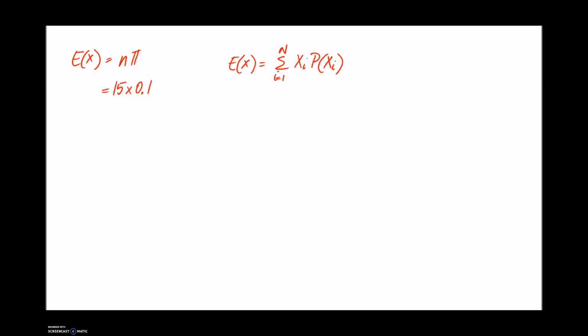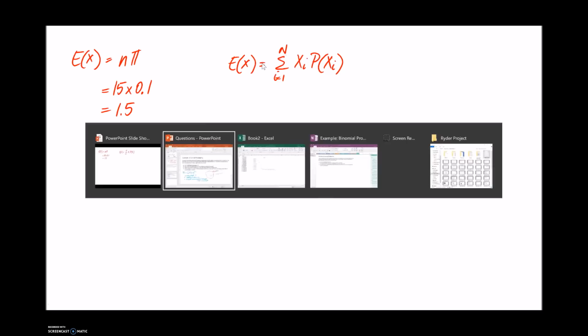So it's 0.1. So 15 times 0.1 gives us 1.5. Okay, so the number of people that we could expect to be left-handed in a sample of 15 is 1.5. Now we should be able to verify it using this other formula, but I'm going to do this one in Excel. So the formula is telling us to multiply x times the probability of x and then sum it together for each of the different outcomes.